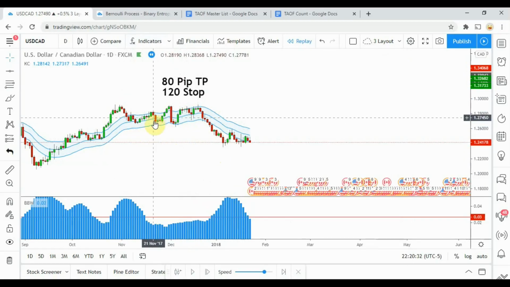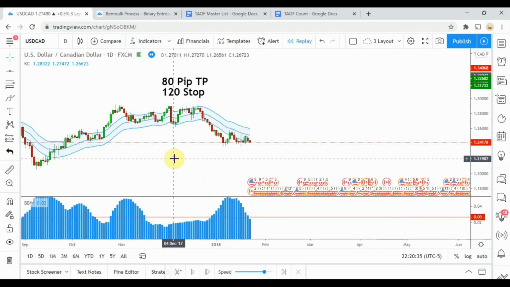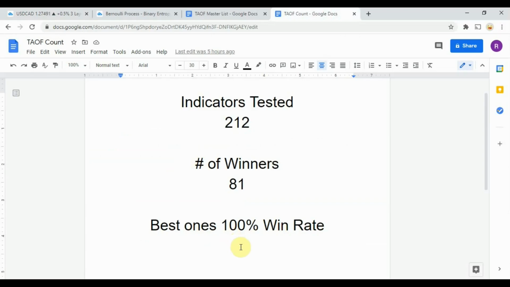Surprisingly, I don't think we have tested this indicator yet. For those of you who don't know, typically we are testing indicators here on this channel. To date, we have tested 212 indicators, and we have found 81 winners, and the best ones so far were able to achieve a 100% win rate. If you're interested in knowing more about those, then go back and start watching the videos from the beginning of the channel on through, and that will outline which ones were the winners, which ones had the best win rates, and so on.